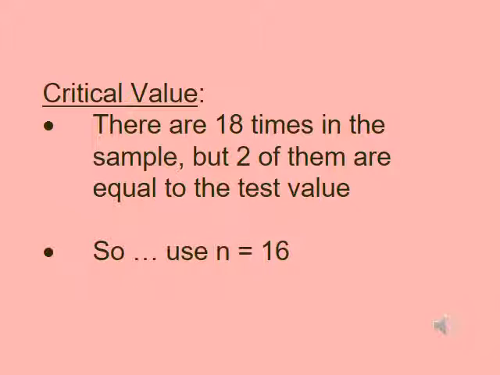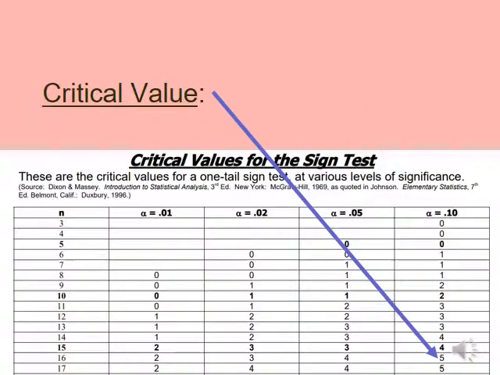Now altogether, Mr. Green kept track of his times on 18 different days, but on 2 of those days, it took him exactly 10 minutes to get to work. Anything that's the number in question, you always just throw out. So I don't use those 10-minute days at all. I just look at the ones that were more or less, and that's 16. So I'm going to use 16 for my n in this problem.